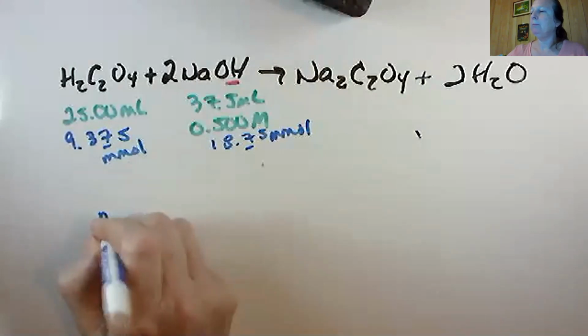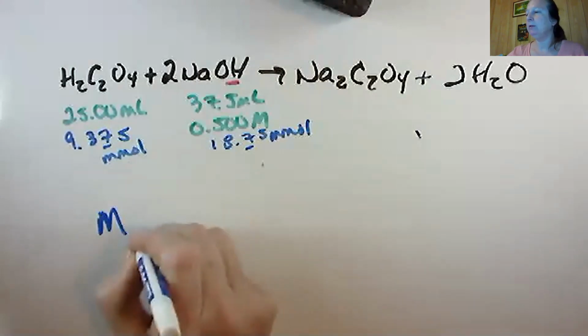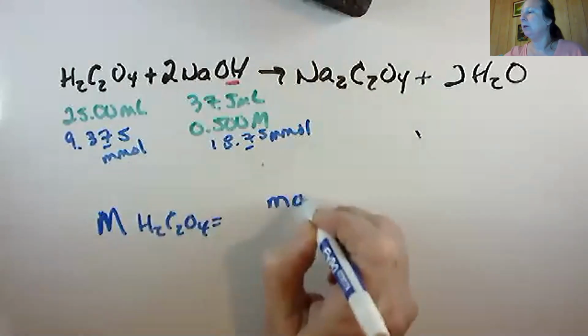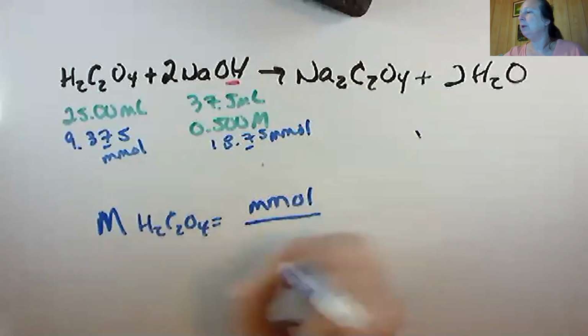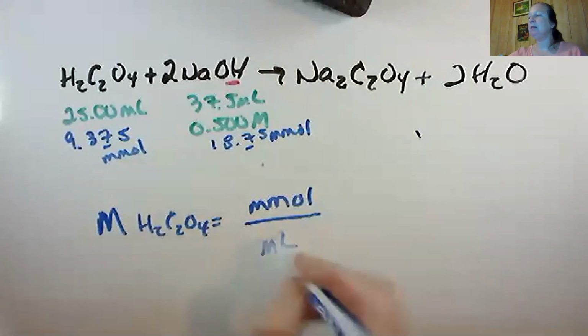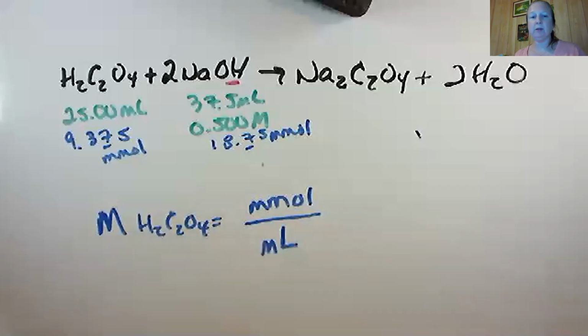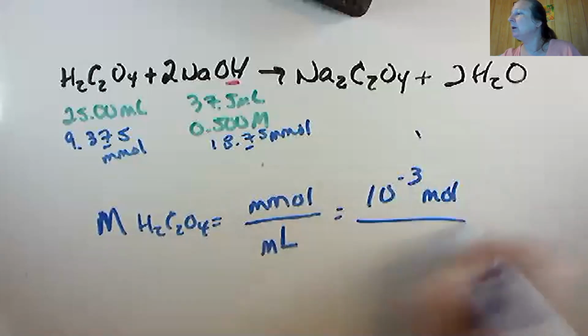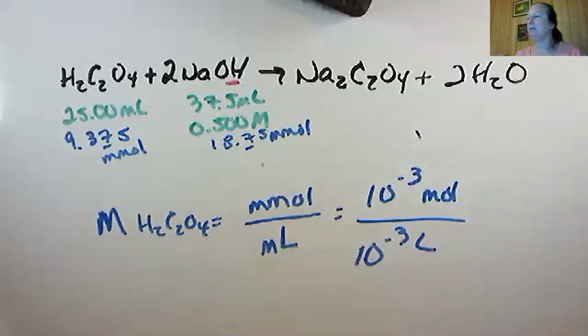So my molarity of my acid is millimoles over milliliter. And remember, that is the same as moles over liter. You just cancel out the milli top and bottom, and you get moles over liter. It's the same thing as saying 10 to the minus 3 moles over 10 to the minus 3 liter. That is the same thing. And if I cancel out my 10 to the minus 3 top and bottom, I have moles over liter. So that's why this is going to work.